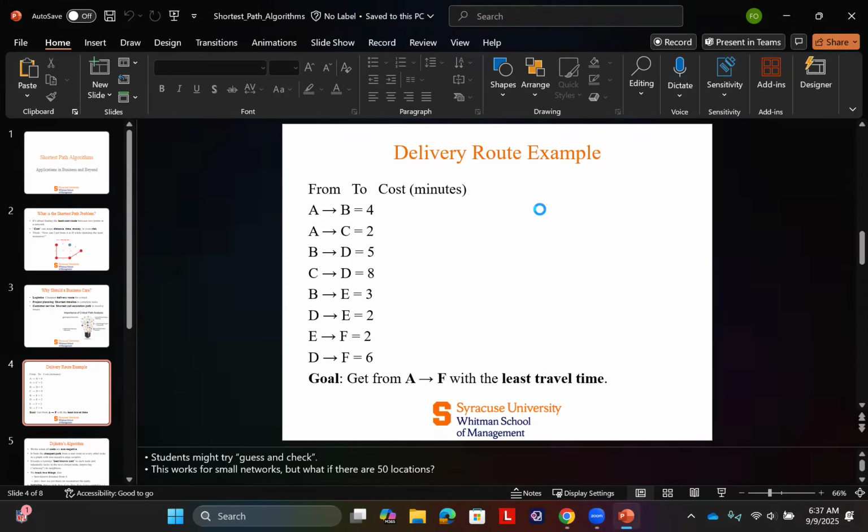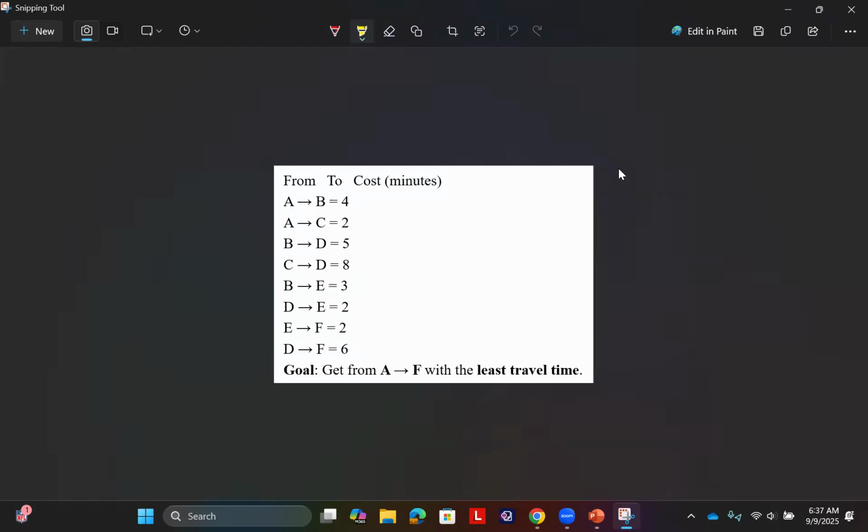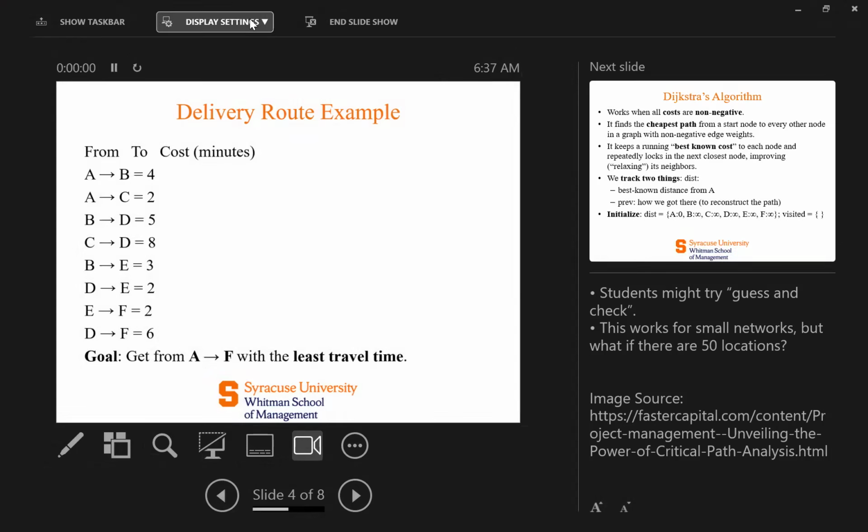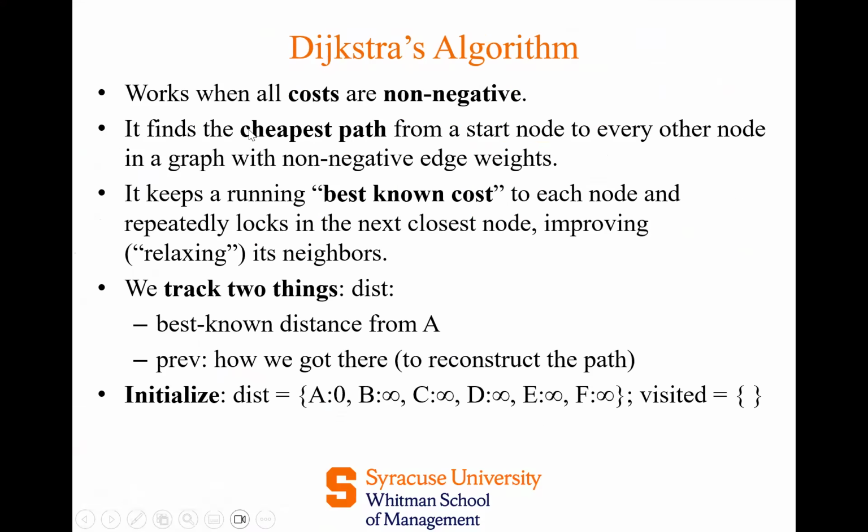Perfect. So now what I would like to do is go through Dijkstra's algorithm, which is one of the best algorithms to find the best solution. So let's do that. Dijkstra's algorithm works if the costs are non-negative, which in business settings, most problems, if not all, are.